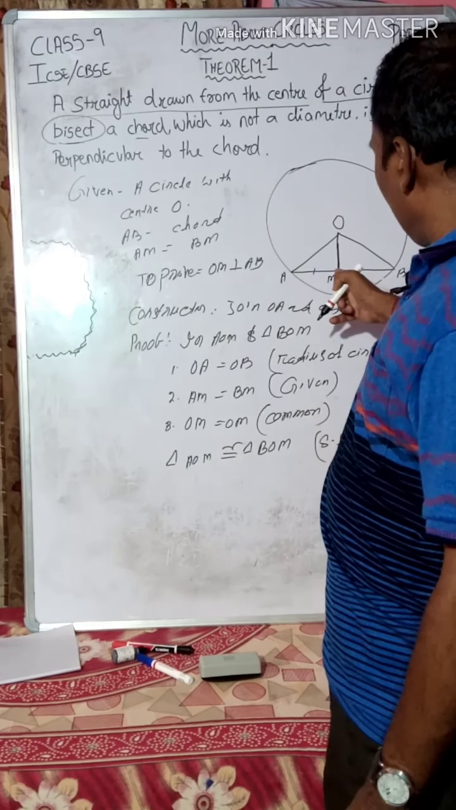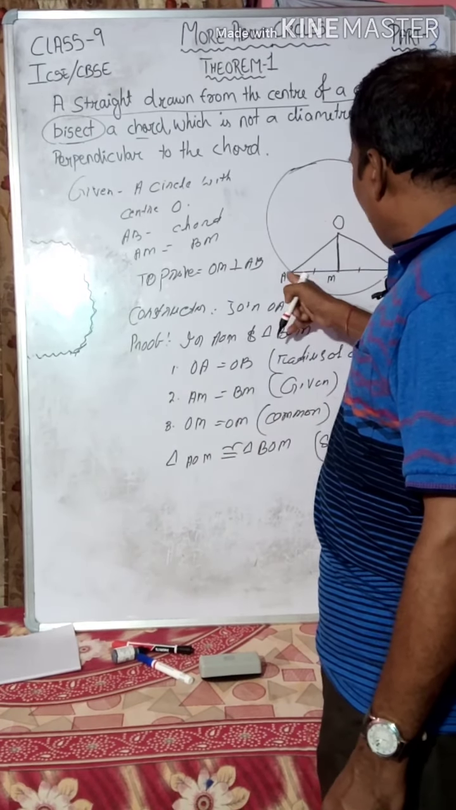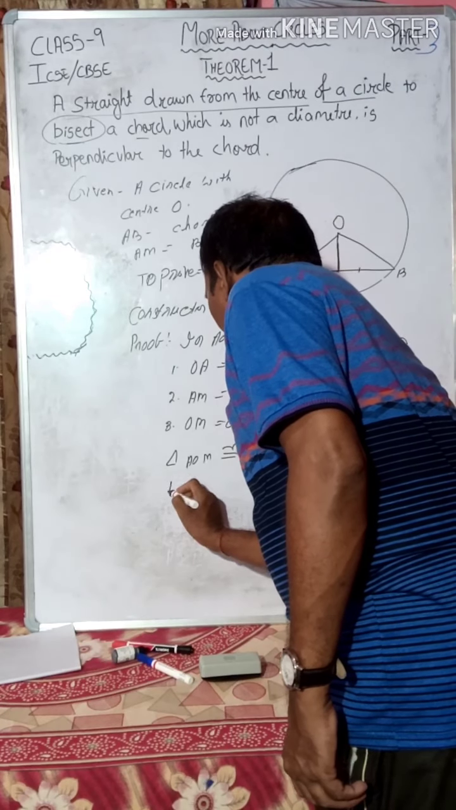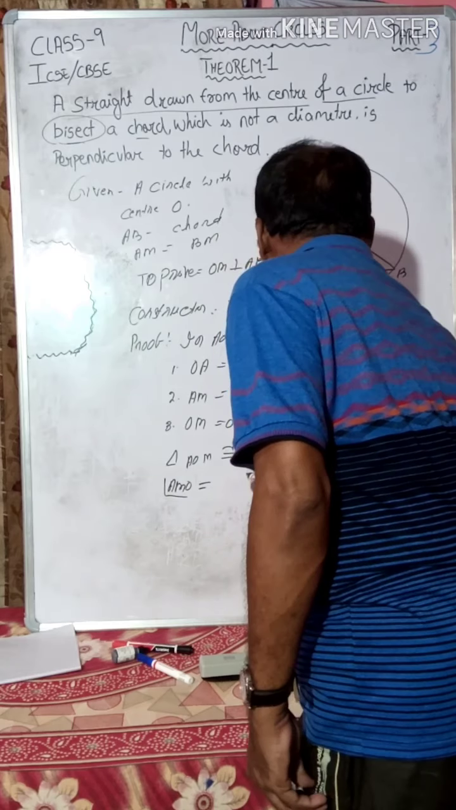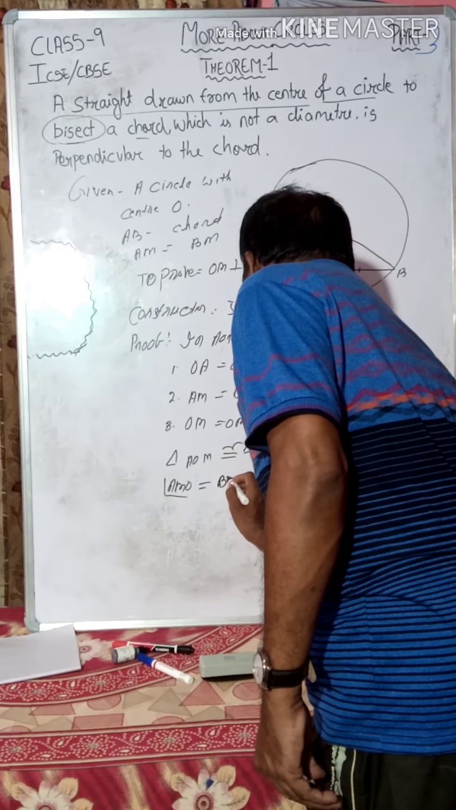Then all the other corresponding angles are equal. So angle AMO is equal to angle BMO.